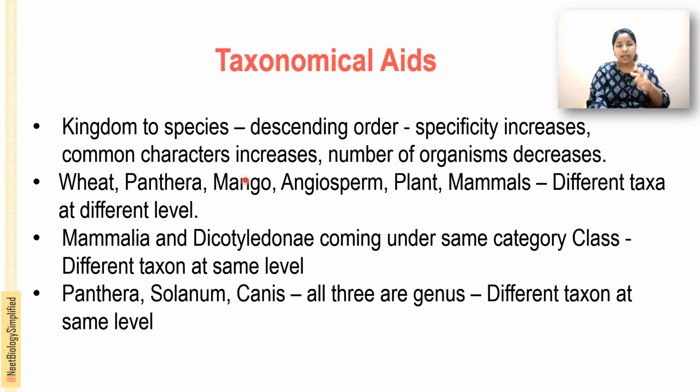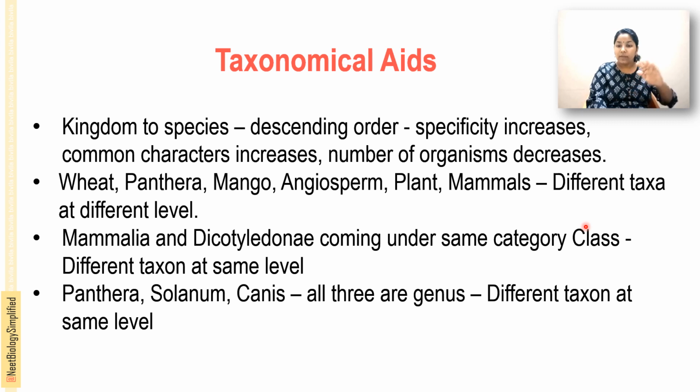And here I have given some examples to differentiate, because some questions come like different taxa at different levels, and different taxa at the same level. To clear that, I have given wheat, Panthera, mango, angiosperm, plant, mammal, right? Wheat is a species, Panthera is a genus, mango is a species. These all are different taxa. In the previous slide I showed that wheat is a taxon, Panthera is a taxon, mango is a taxon, but their categories are species, genus, species, then kingdom, class, division, like that. So their taxon is different and their category is also different, that is different taxon at a different level.